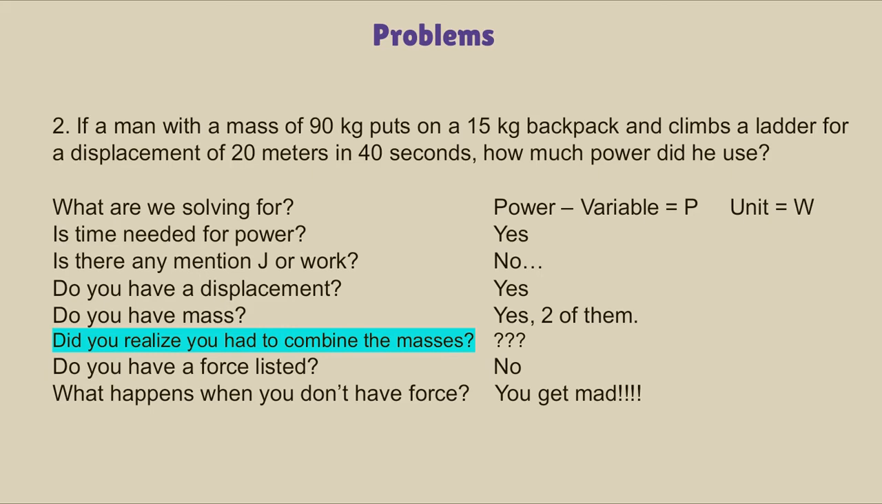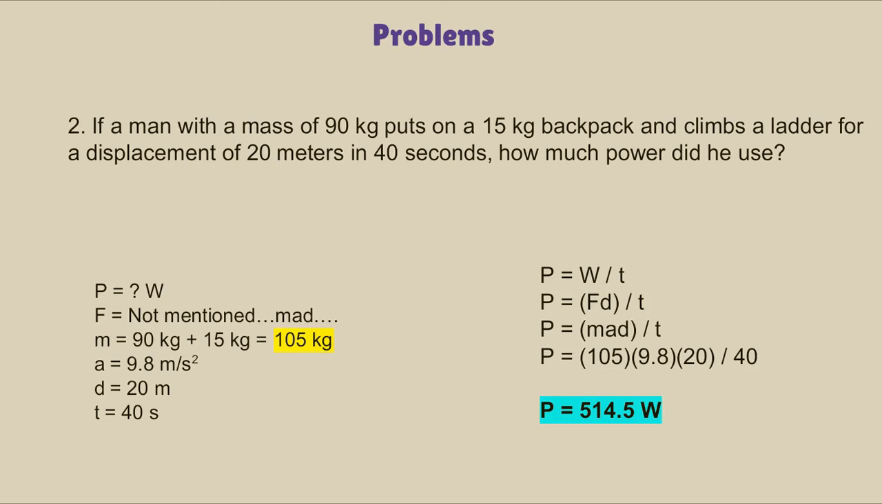And do we have a force listed? There's no force listed. So if there's no force listed, that means you got to do an additional step, so you get m a. All right, so we're solving for power with the units of watts, or W. The force is not mentioned, so we're going to go ahead and get m a.